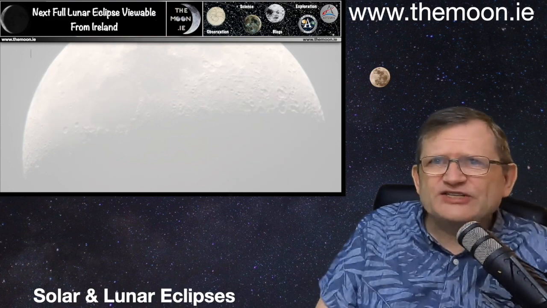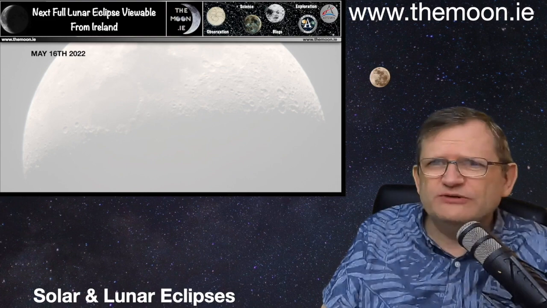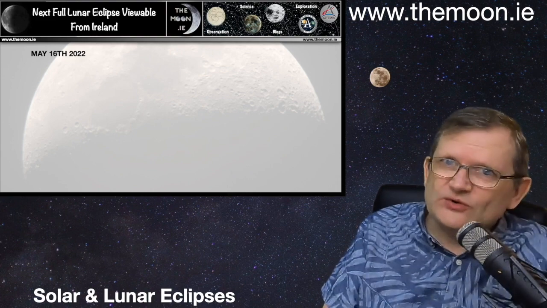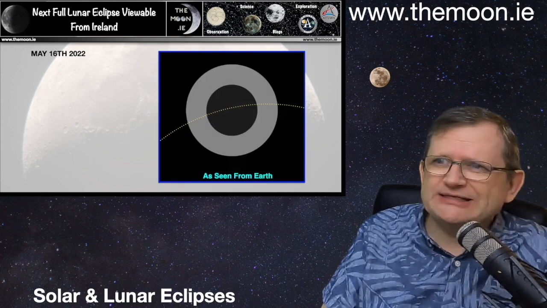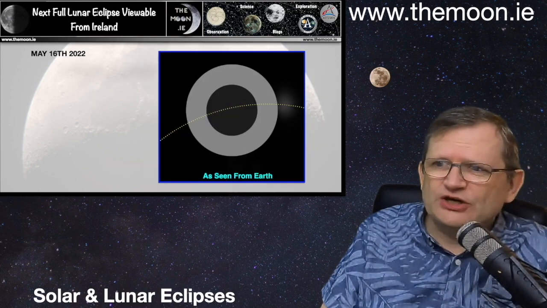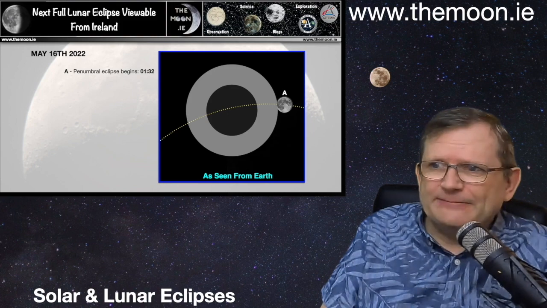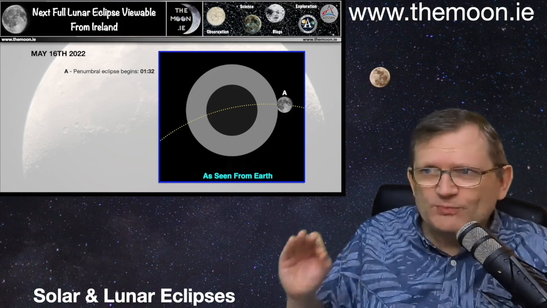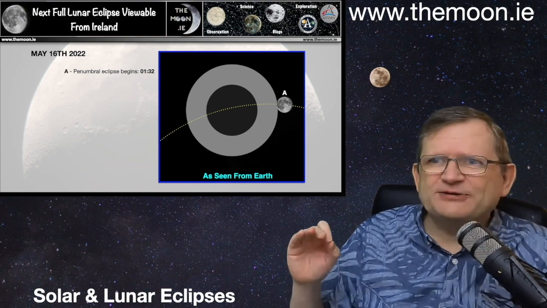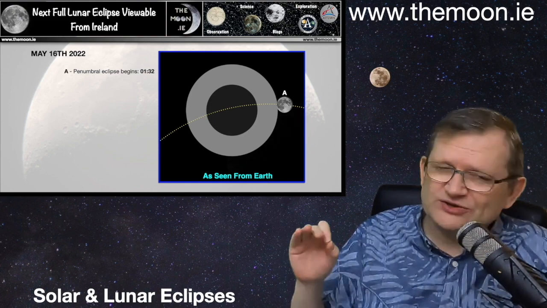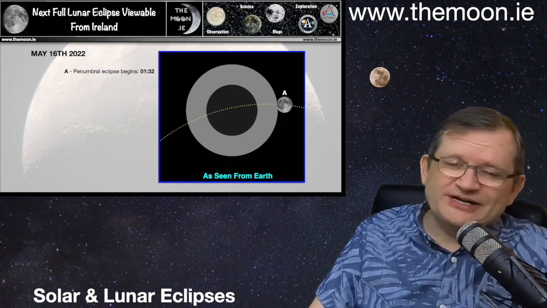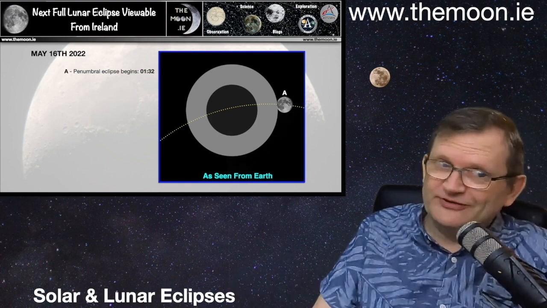Now, the next full lunar eclipse is viewable from Ireland on May 16th, 2022. So not for a few years, but you will see the moon will pass into the penumbral shadow first at about 1:30 in the morning. So if you want to see this lunar eclipse, you've got to be prepared either to stay up late or get up very, very early.